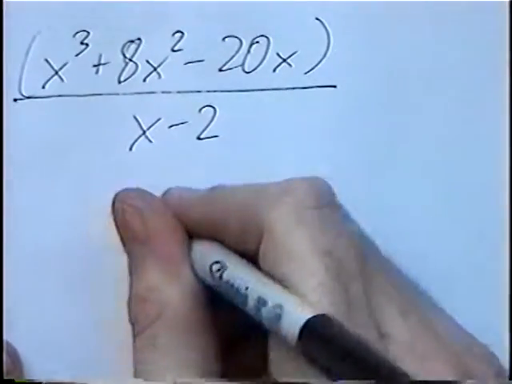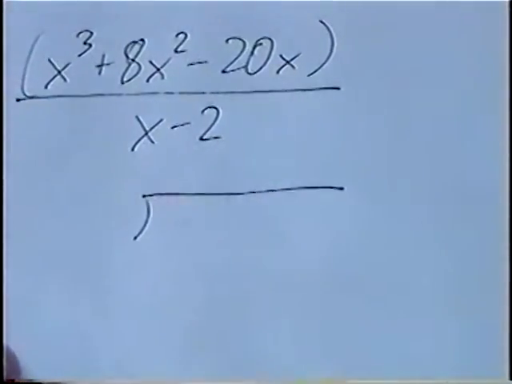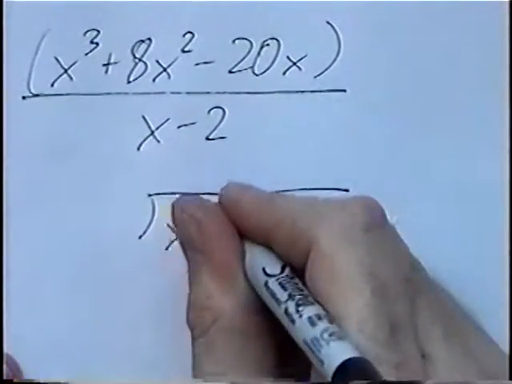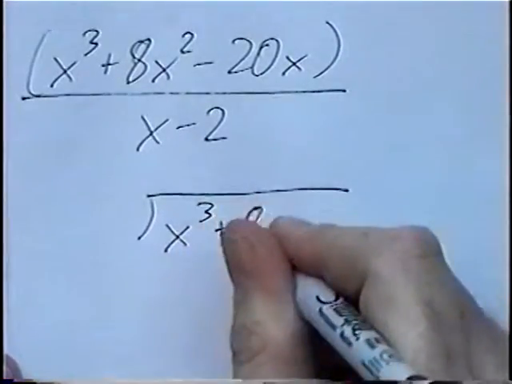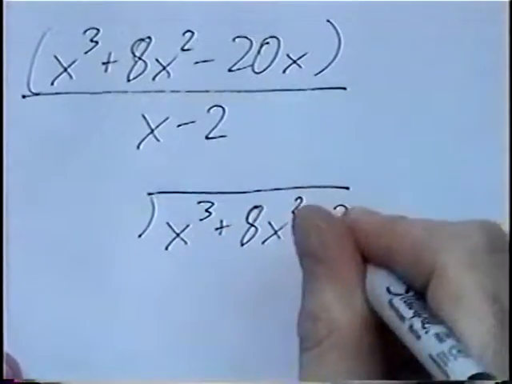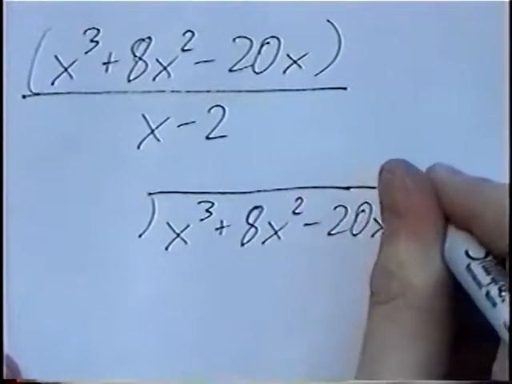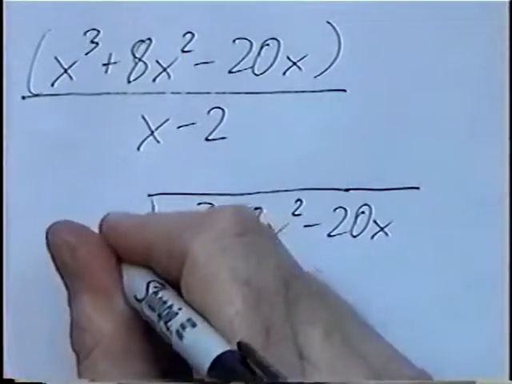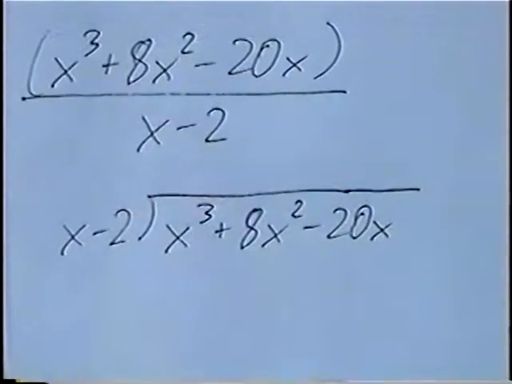Again, we can set up the long division symbol. The numerator, or top part of the fraction, we'll put inside: x cubed plus 8x squared minus 20x. And the term we're dividing by, x minus 2, we'll put on the outside of the dividing symbol.